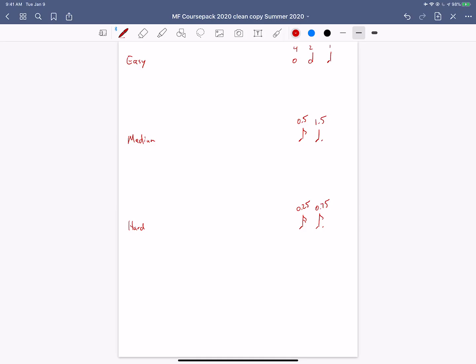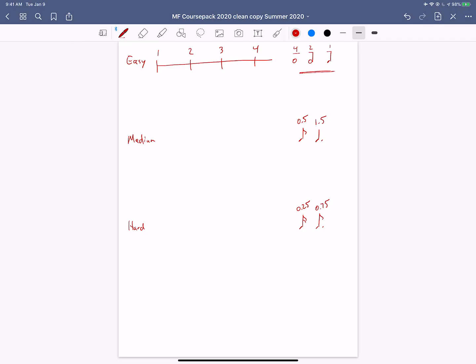So let's go back up to the easy category. If you just have these notes here, then when you are counting, let's imagine we've got a measure in 4/4. It is enough just to count the numbers 1, 2, 3, and 4. You just need to be precise to the level of 1 beat, because everything is nice, even whole numbers here. Not even, I should say, but certainly whole numbers.